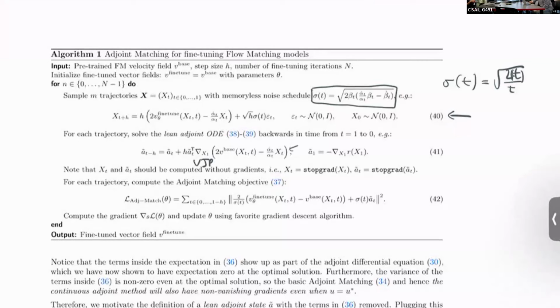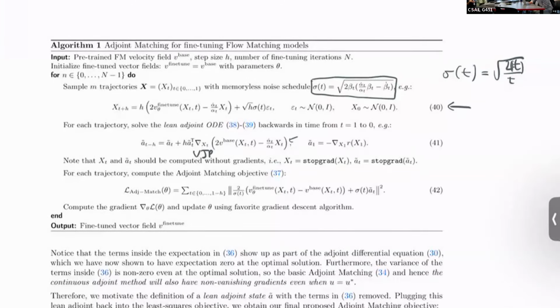Then in 42, you say that the difference between the fine-tuned and the original model should be the same as your adjoint. That's a good point. This is not the difference between the vector fields. We want to take the difference between the drifts. When you take the fine-tuned drift minus the base drift and divide by sigma t, you get the implicitly defined control. So you're just writing down the u here. Exactly, this is u of xt.